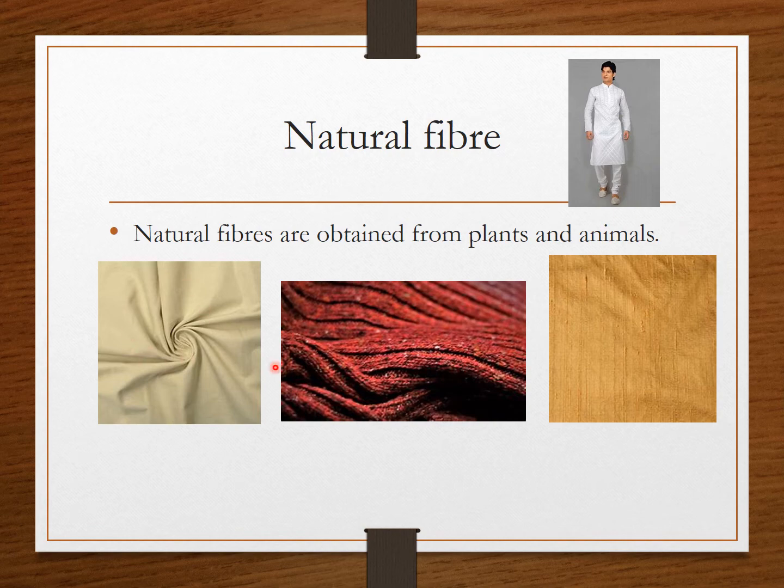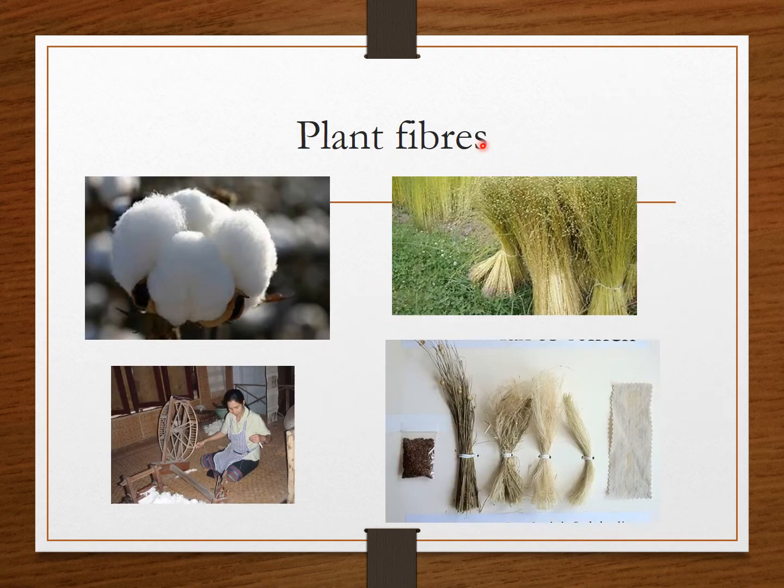If you see, this is cotton, woolen, and this is silk, and this one is a cotton kurta. Next, plant fibers. Two plant fibers they are talking about. One is cotton. Here this one is your cotton plant, and this is processed here. Then she's making it into a yarn. She has kept fibers of the cotton and then she'll be converting it into a long yarn.